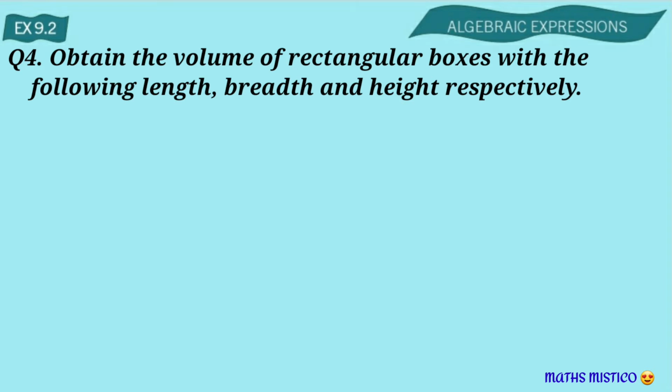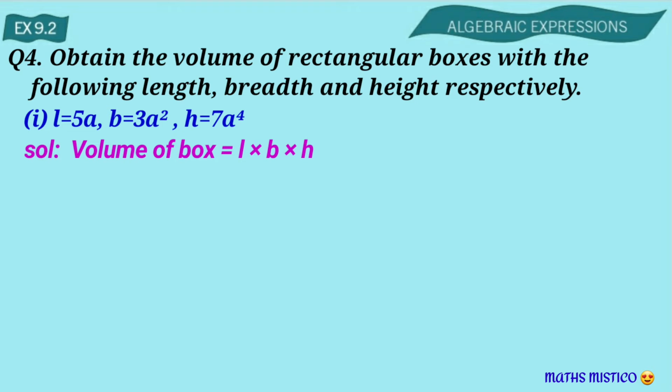So in the first part, L is equal to 5a, B is equal to 3a raised to power 2 and H is equal to 7a raised to power 4. Volume will be given by 5a into 3a square into 7a raised to power 4. Children, now we have 3 monomials, but don't worry, the method is the same.